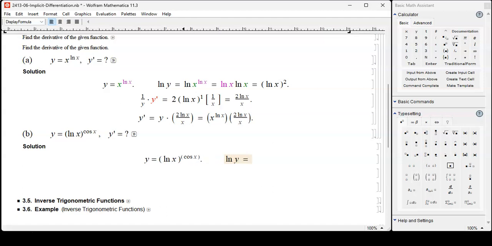Okay, what is log of y? That's log of this, of course. Yes? And that's nothing more than the log rule. The power comes out as coefficient, and log of x.